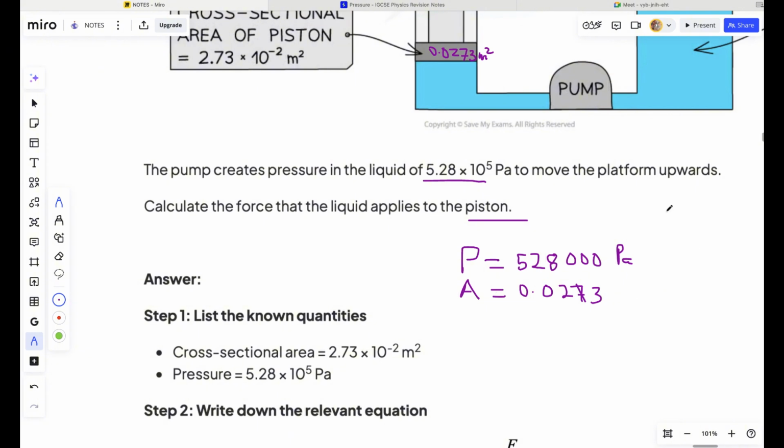Now we're going to make force the subject. Pressure is force over area. So we're going to make the force the subject of the formula. To do that, we have to cross multiply. So force is technically pressure times area. Once we know this, we substitute, and then we can calculate our force.